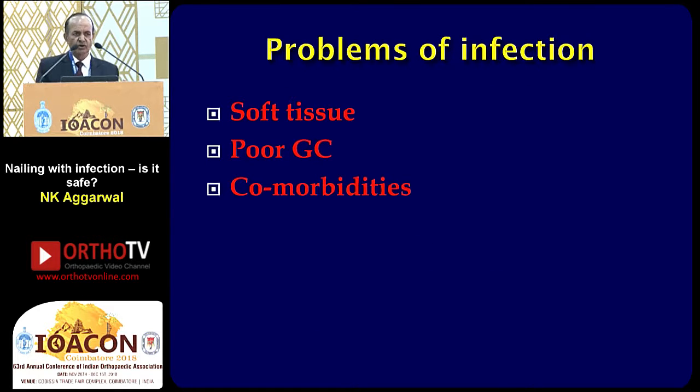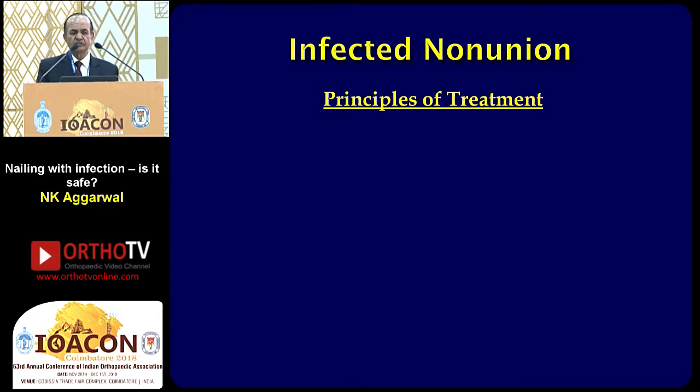What are the principles of treatment for infected non-union? Because infected non-unions have other problems apart from infection and non-union, and these are soft tissue problems, poor general condition, and comorbidities. We have to look after them as well, along with infection and non-union. So the principles of treatment for infected non-union are as follows.